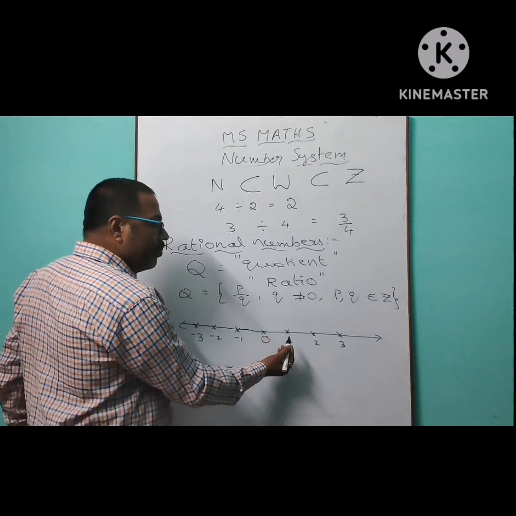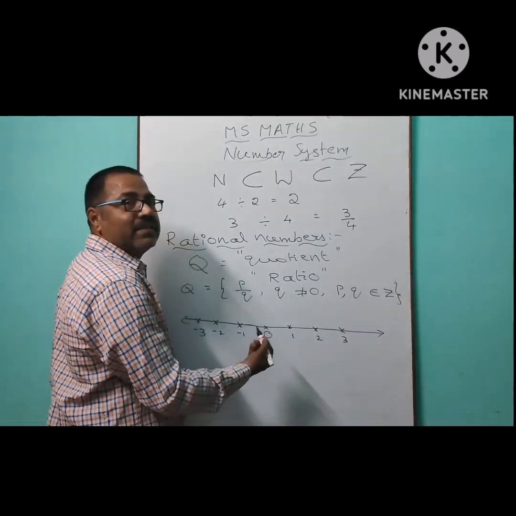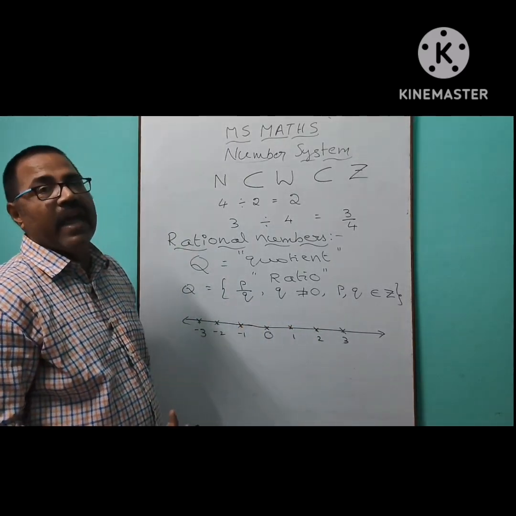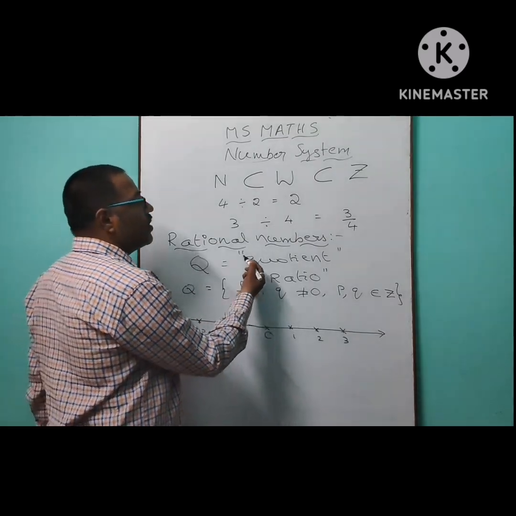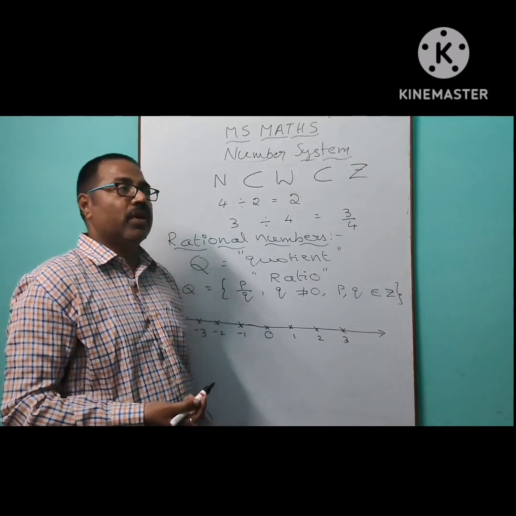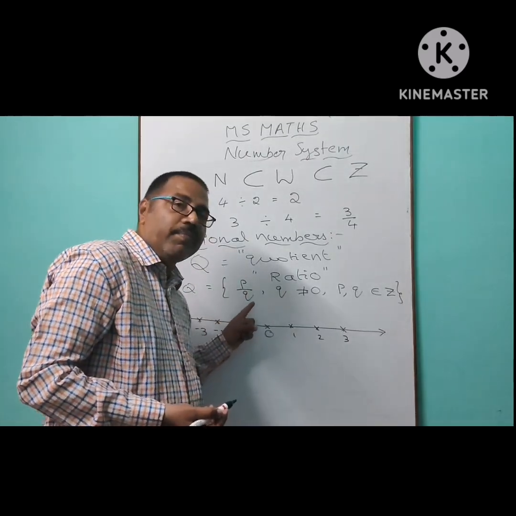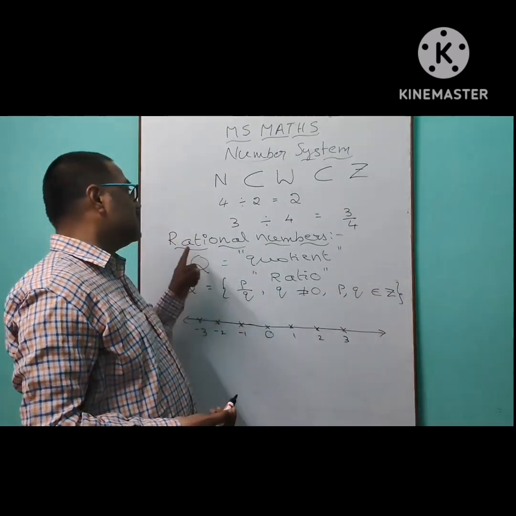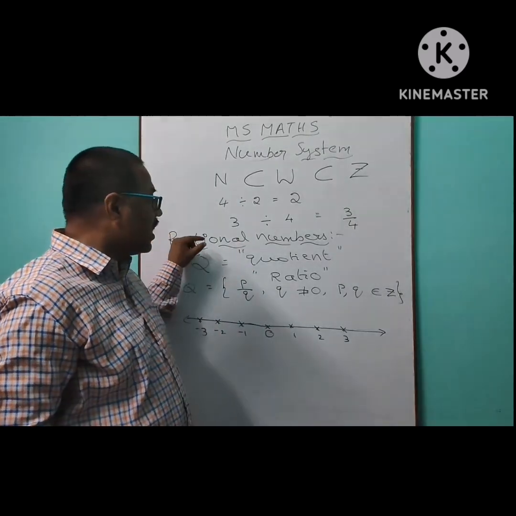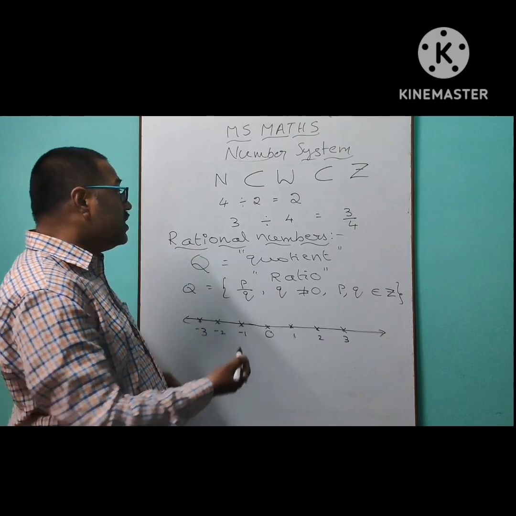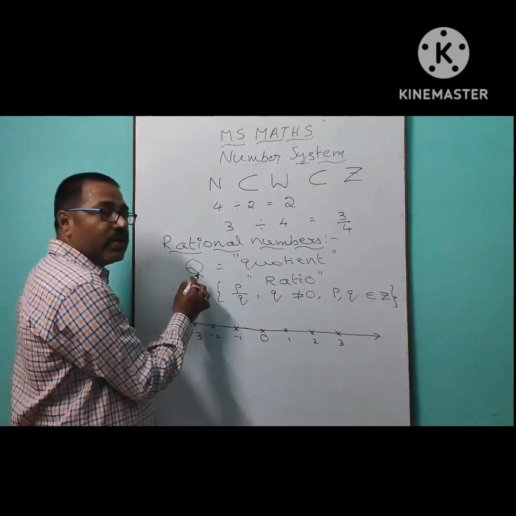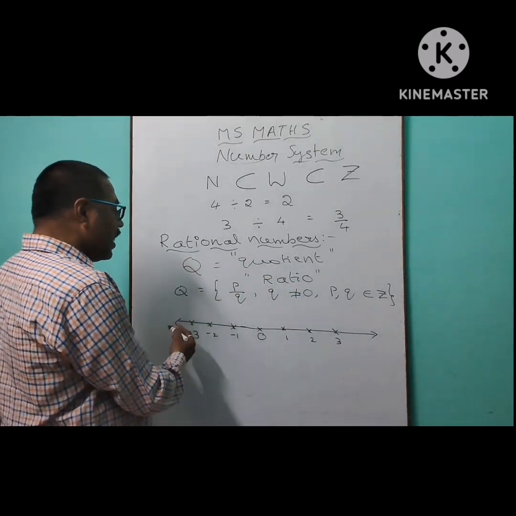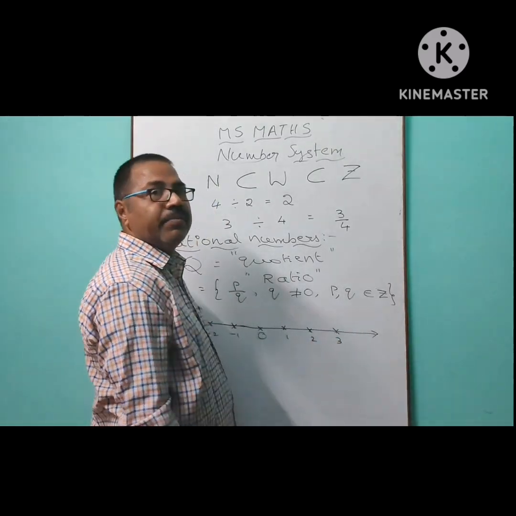So that means between any two integers there exist infinite number of rational numbers on this number line. Okay, so we call such numbers rational numbers. A number which is in the form of p by q, where q not equal to 0 and p, q are integers, is called a rational number. The word rational comes from the word ratio. These rational numbers are denoted by Q since this Q comes from the word quotient. Okay, so we can represent every rational number on the number line.